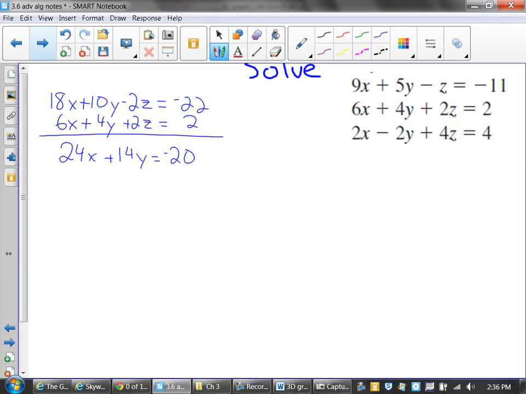So when I reuse that first one to get rid of the third, I have to multiply it by 4 now. We have 36x plus 20y minus 4z.